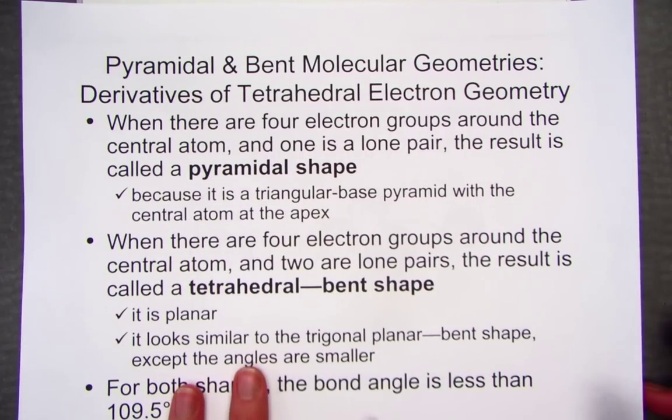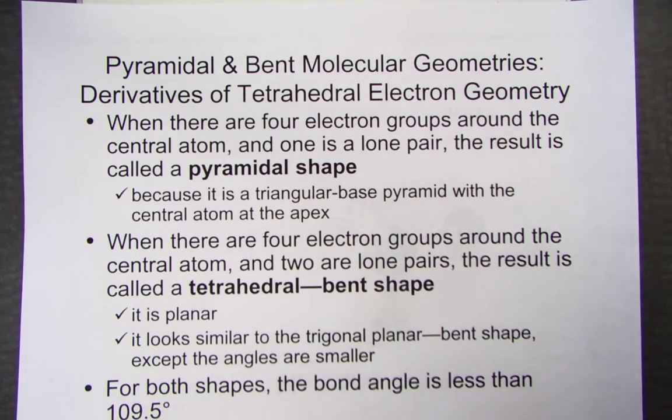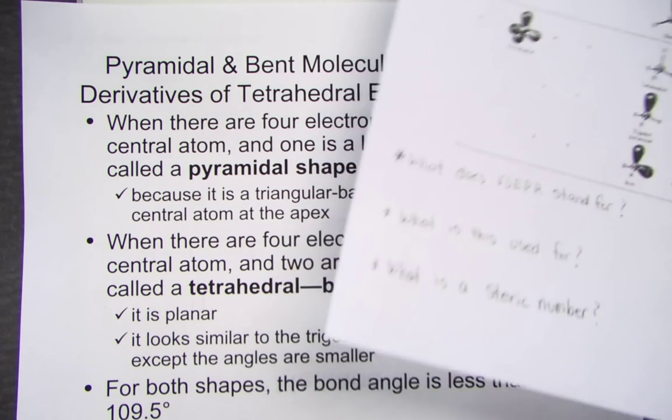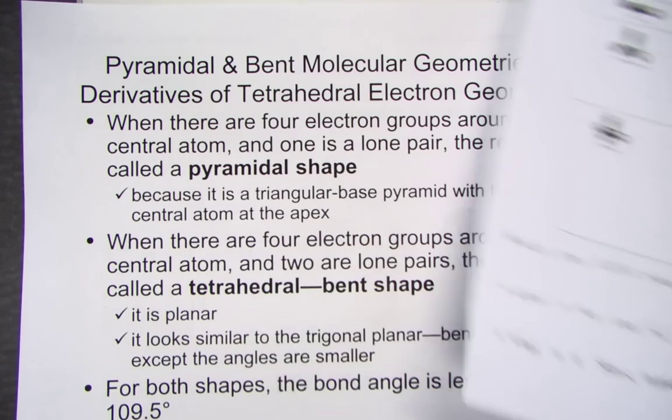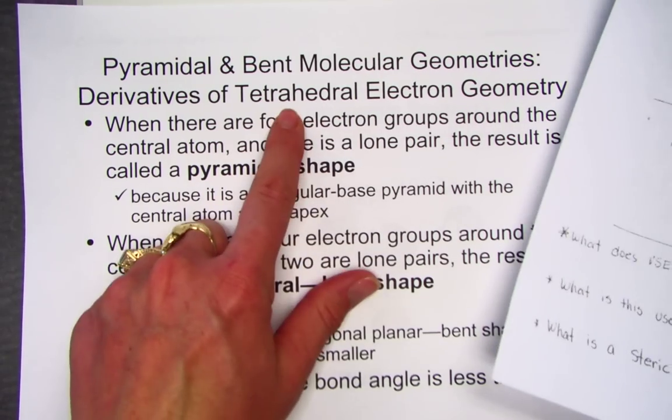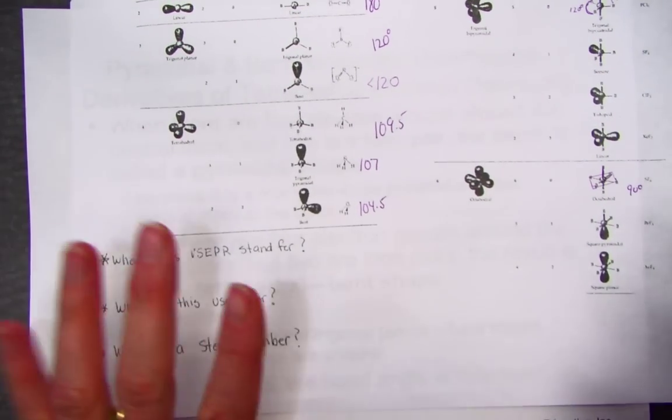Pyramidal and bent molecular geometries are derivatives of the tetrahedron electron geometry. When there are 4 electron groups, all 4 are bonded, we create a pyramidal shape. We can also have a bent shape, as I'm just reading through this slide. Here's what we're looking at, going back to the VSEPR chart I gave you. When we have a tetrahedron electron geometry, go to this chart.